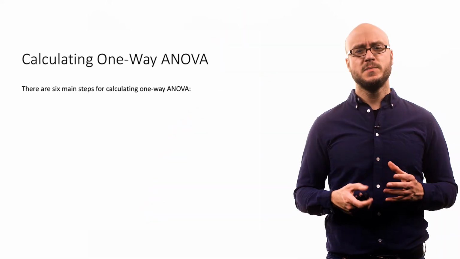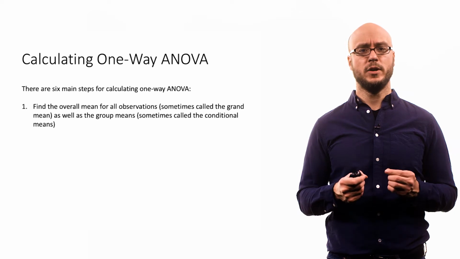Now we're ready to go through some of the steps for calculating one-way ANOVA. When we typically use one-way ANOVA, we're not going to go through these calculations, but it is really important that you understand the mechanics of analysis of variance that you go through these steps at least a few times. There are 6 main steps for calculating one-way ANOVA.